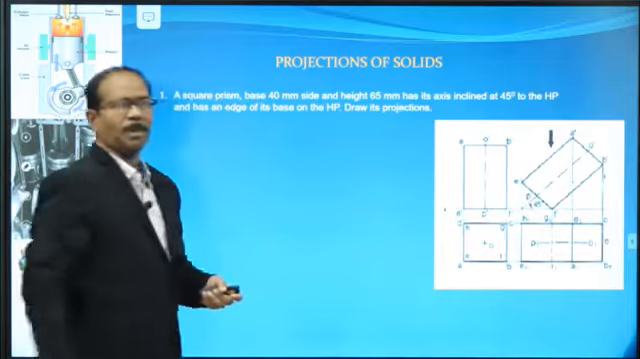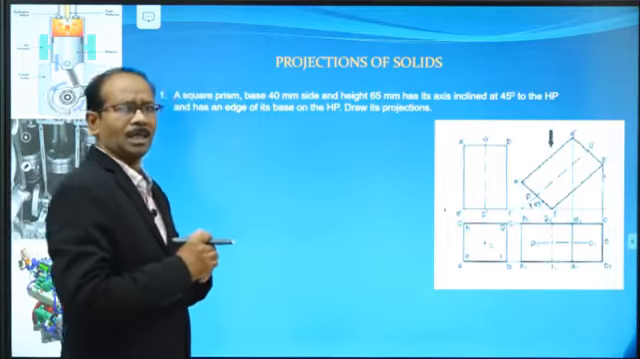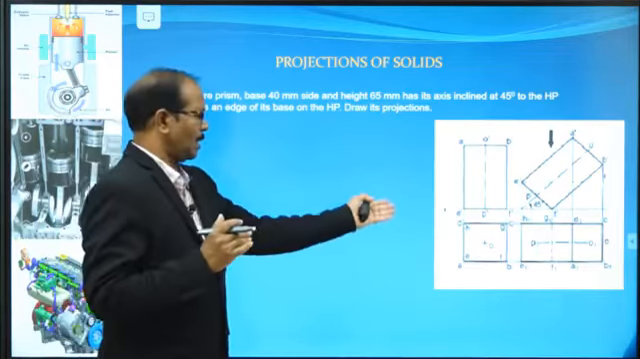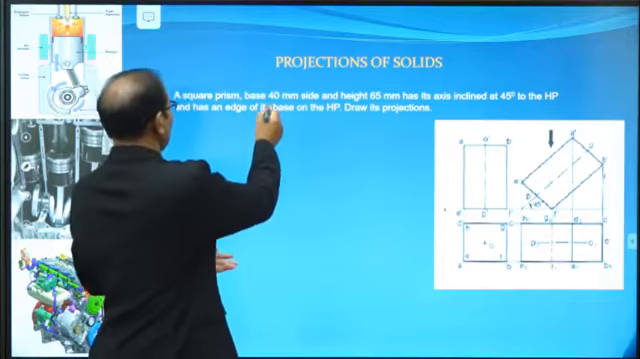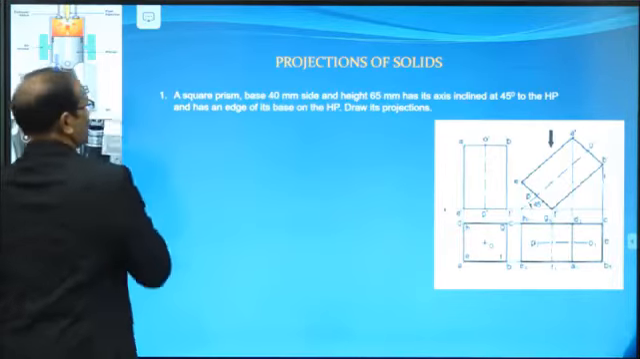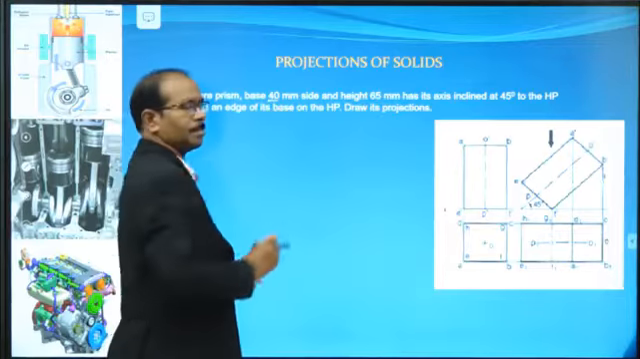Let's observe this one. Let's read the first problem in this sheet. A square prism of 40 mm side. Let's observe what side is given: a square of 40 mm side.